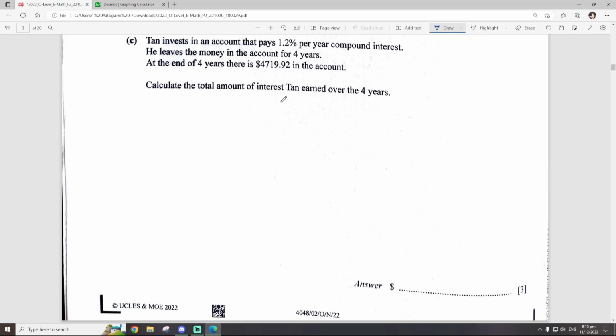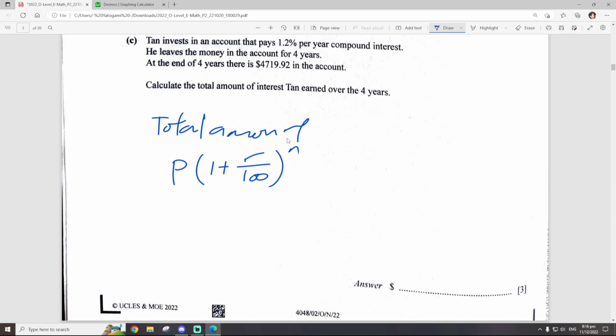At the end of 4 years, there's 4719.92. What is the total amount of interest? Alright, interest. So always read the question for financial carefully. So the total amount, we are actually given this formula, total amount is P times 1 plus R over 100, to the power N, okay? And in this case, R is 1.2 and N is 4, okay? And we get this is 4719.92. So we can solve for the principal.